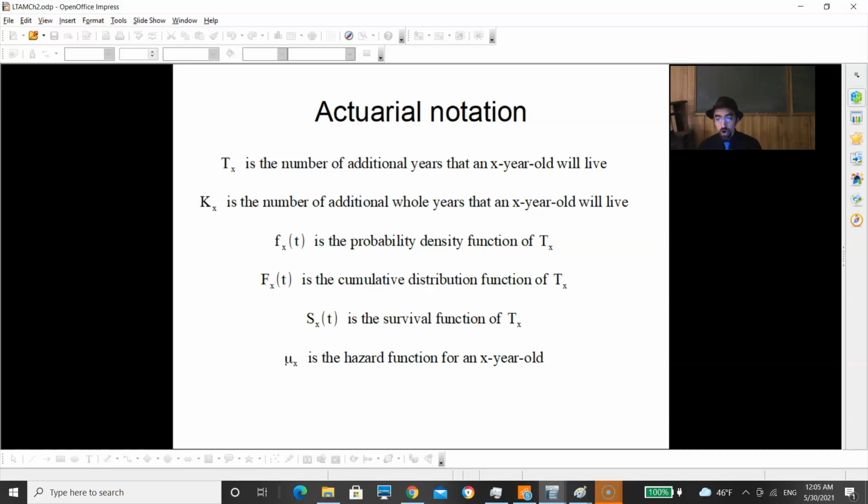Finally, mu sub x is what's called the hazard function, or force of mortality for an x-year-old. That is the instantaneous probability density of imminent death conditioned on your surviving up to that point. So f sub x is the probability density of death at some particular point in time, just based on being alive sometime earlier. Mu sub x is the probability density of imminent death conditioned on surviving till right up before that.